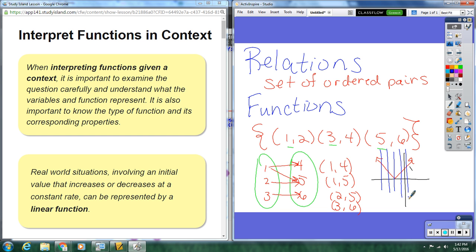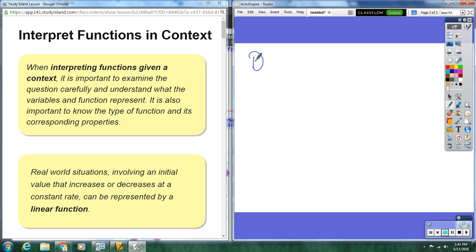Alright, then we talked about, well, I should have said this before, but the domain is the what? And the domain and range. The domains are the X's, the range are the Y's. And let's see, what else is it?